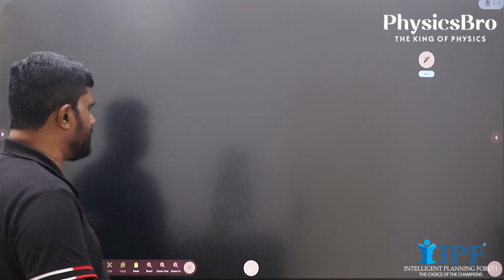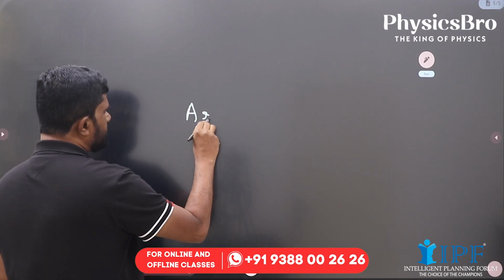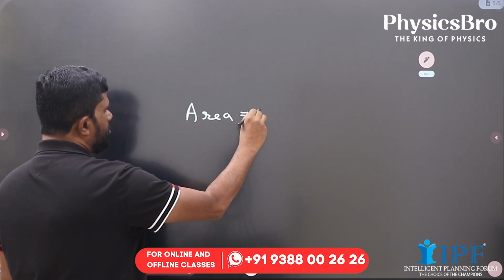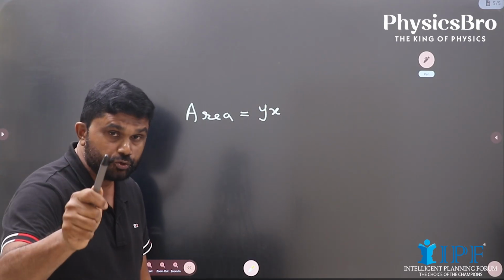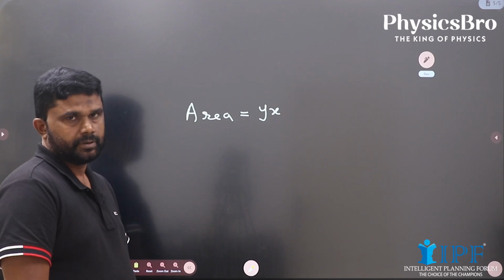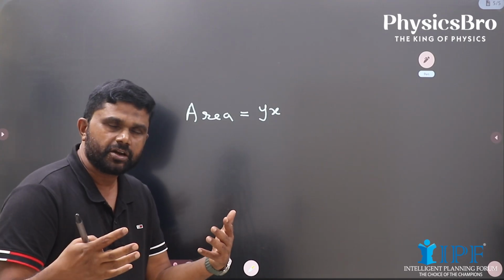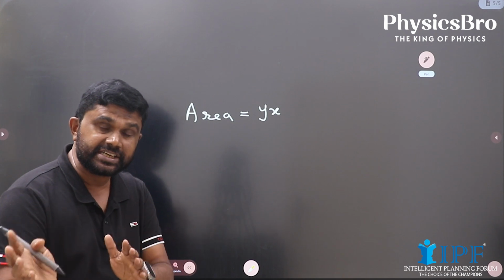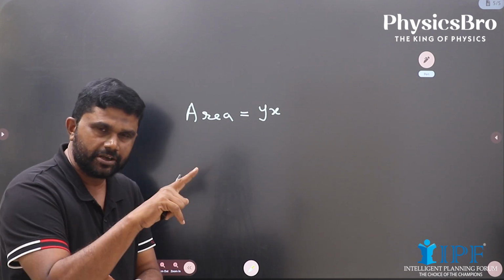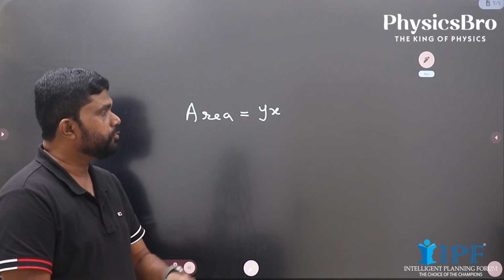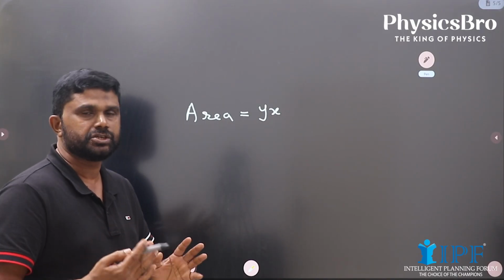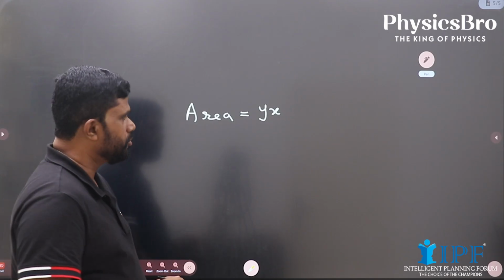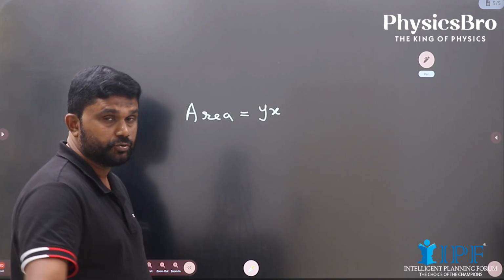Okay. Now see, the physical quantity represented by the area under the graph. Area under the graph is always y into x, means quantity along the y-axis into quantity along the x-axis. Means what would be the physical quantity represented by the area under velocity time graph? Velocity time graph means velocity along y-axis, time along x-axis. So quantity along the y-axis is velocity, quantity along the x-axis is time. So velocity into time, that will be displacement. Okay, so area under the velocity time graph will give you the displacement.